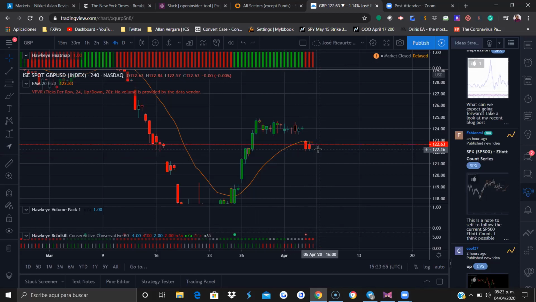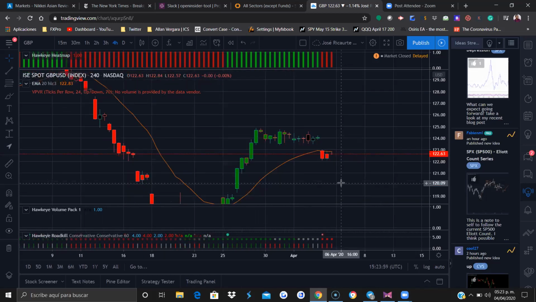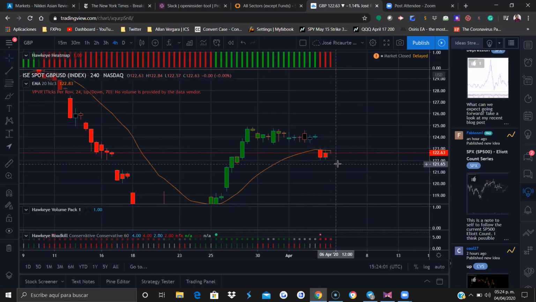may happen when markets open on Sunday. So that's what we have to look at, really what may or may not happen at that level. And there's always a chance that this may reverse.